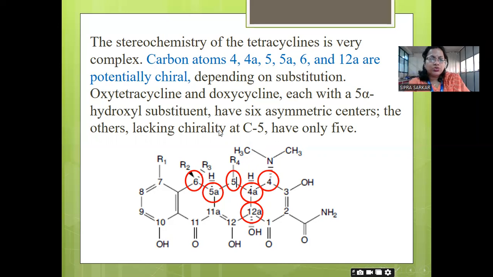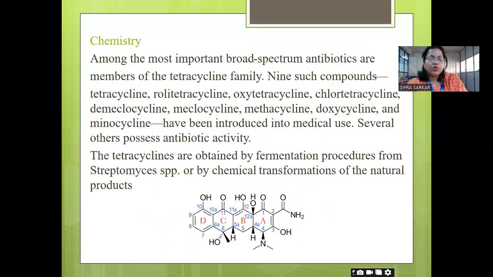Depending upon the substitution, oxytetracycline and doxycycline each have a 5-alpha hydroxyl substitution. So in this position, in doxycycline and oxytetracycline, the 5-alpha carbon is substituted with an OH group and they have 6 asymmetric centers. Others lacking chirality at C5 have only 5. That means these drugs have 6 asymmetric centers. As a result, different isomers will form. Next, among the most important broad-spectrum antibiotics, it is one of the important categories.